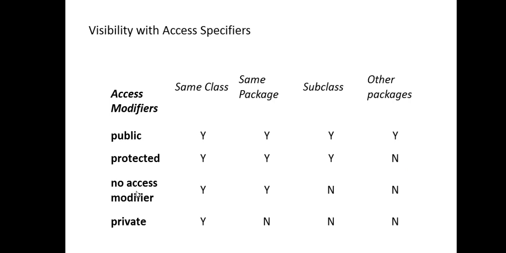If no modifier is given, neither public nor protected nor private, it can be accessed in the same class, in the same package, but not by the subclass outside the package, or outside the package. And if it is private, only the class can access it, no one else, like in the same package, no class can access, no subclass can access. And if it is not accessible in the same package, then how can it be accessed outside the package? So this is the summary of access specifiers, and that is how you implement the concept of data hiding. So if somebody asks you how to implement the concept of data hiding, you will say we implement the concept of data hiding with the help of access specifiers.